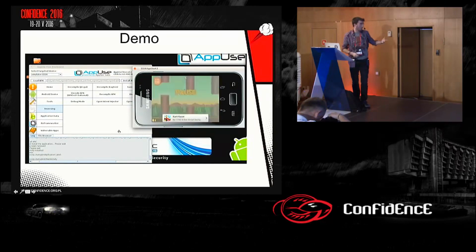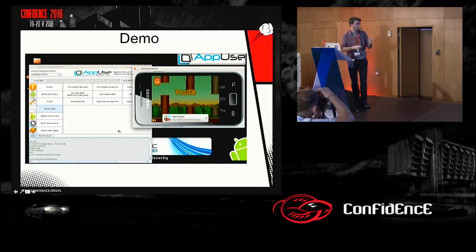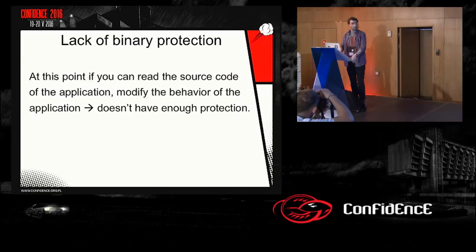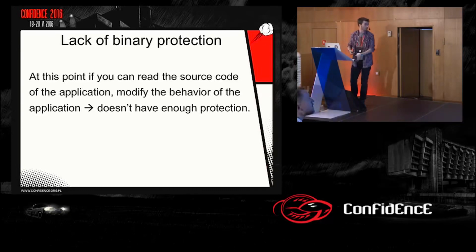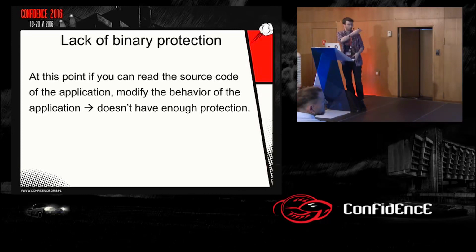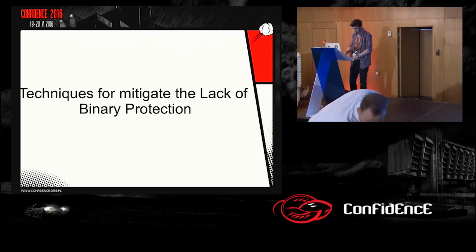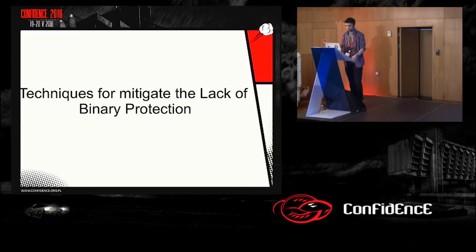And yeah, when you hit the pause button, the game will be over, and then you will have the score. So at this point, if we can read the source code of the application and modify the behavior, it means that it doesn't have enough binary protection, because in theory we shouldn't be able to read or modify the source code. For this reason, I will show some techniques to mitigate this lack of binary protection.